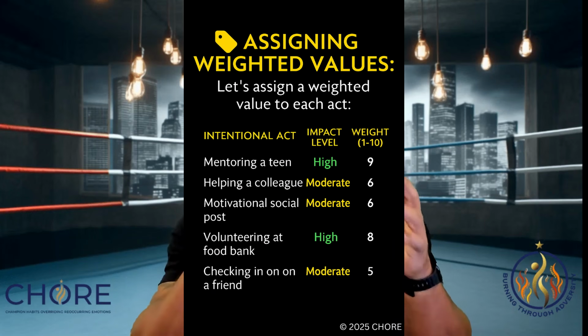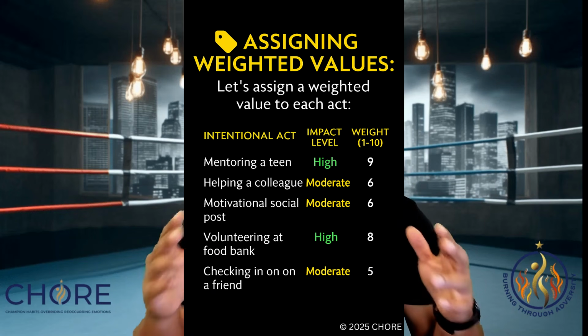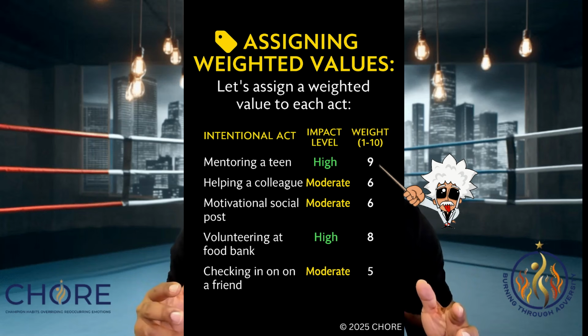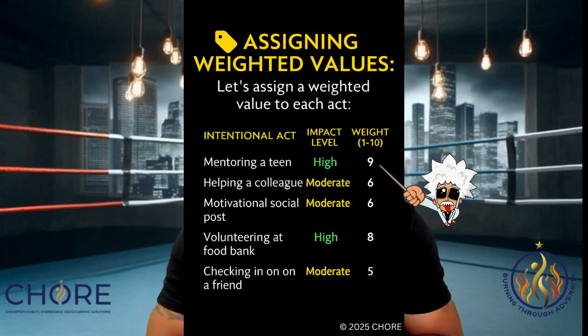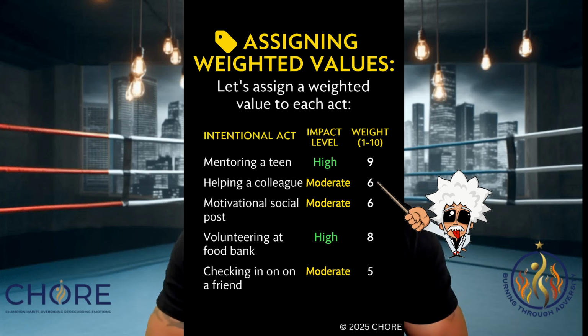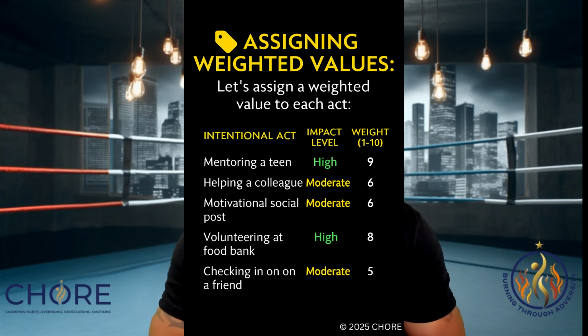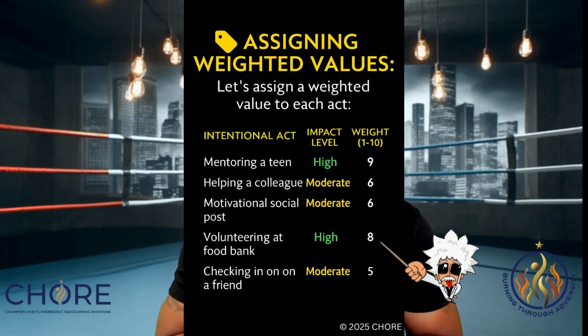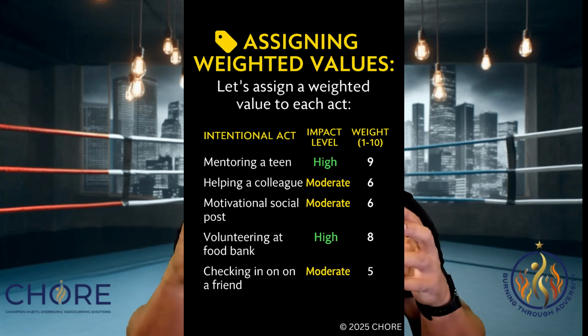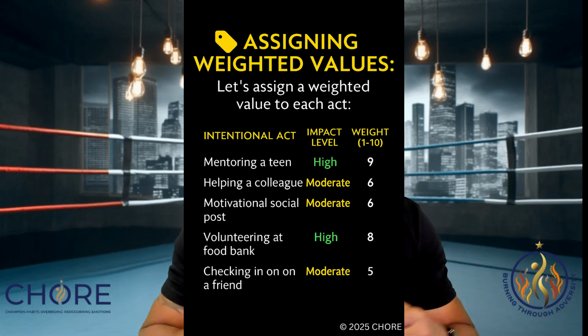Keep it going. So now we're going to attach numbers to these examples from Maya. Mentoring a team, we're going to give that a high 9. There it is, so that's a 9. Helping a colleague, moderate, we're going to give it a 6. Motivational social posts, we're going to give that one a 6 too. And then we got volunteering at a food bank. That's an 8. And like I said, these are all tied into the engagements of when we were talking about what is the reach, what is the depth, and where's the resonance, right?